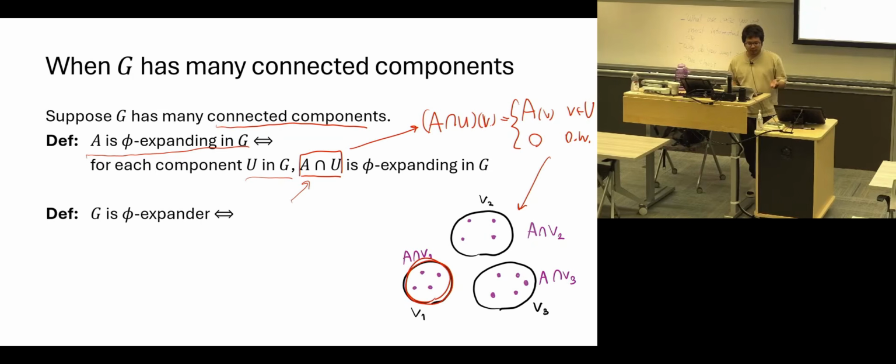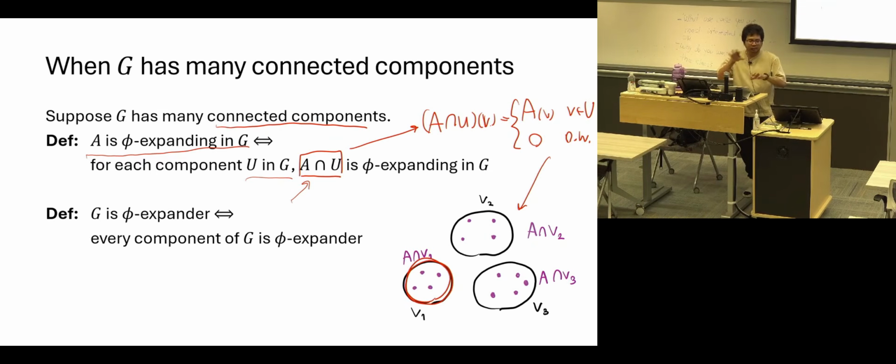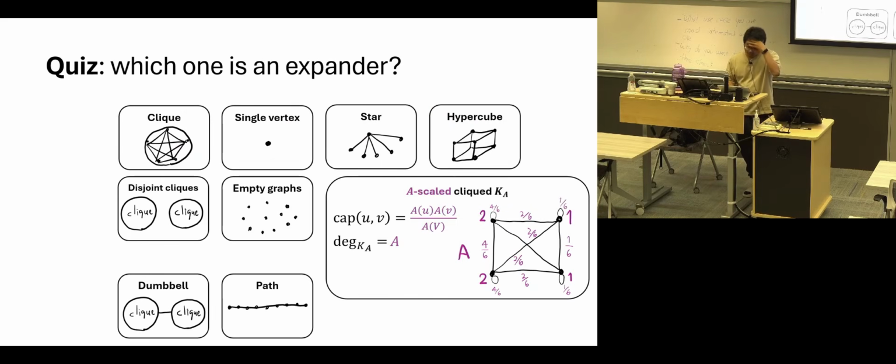And G is a phi expander if each of the components is a phi expander. Okay, let me give you some clues. Which one is an expander? Is a clique an expander? Is this one an expander? Yes or no? Someone needs to say. Someone needs to speak. Yes. Okay, good.